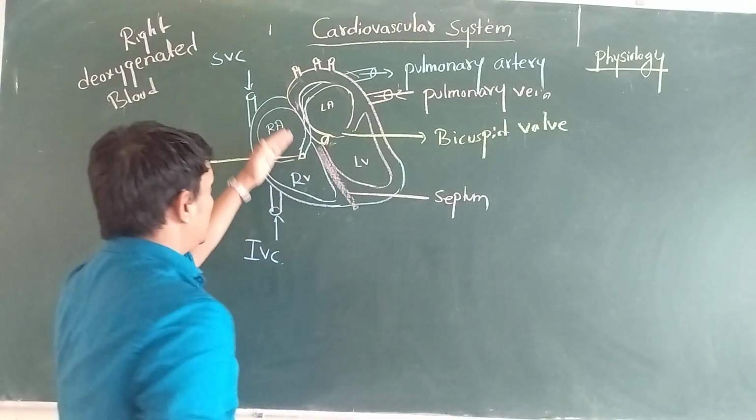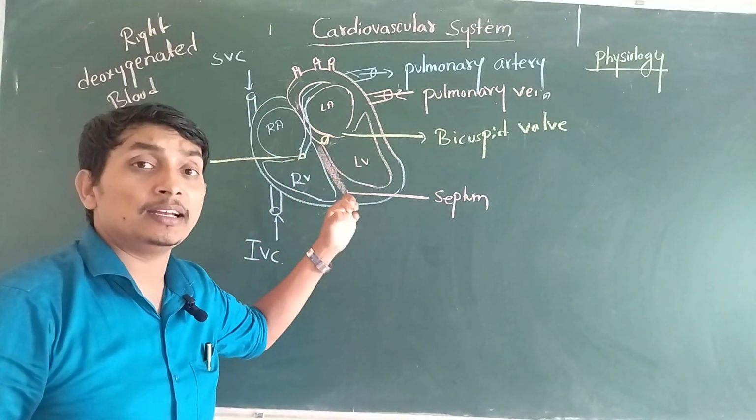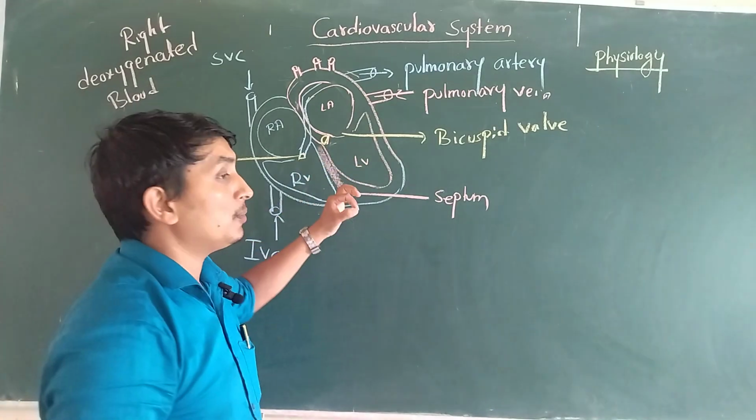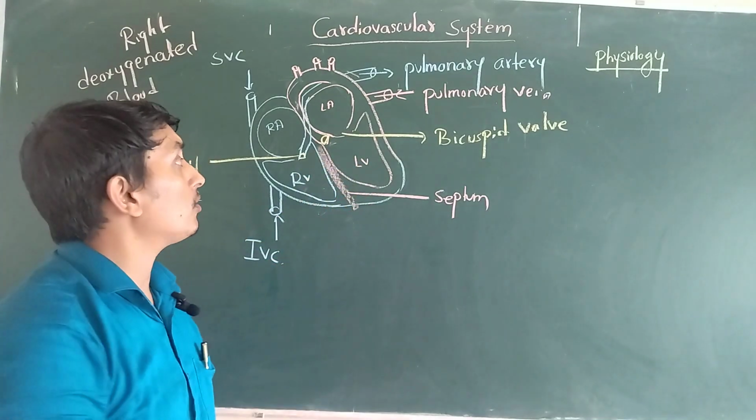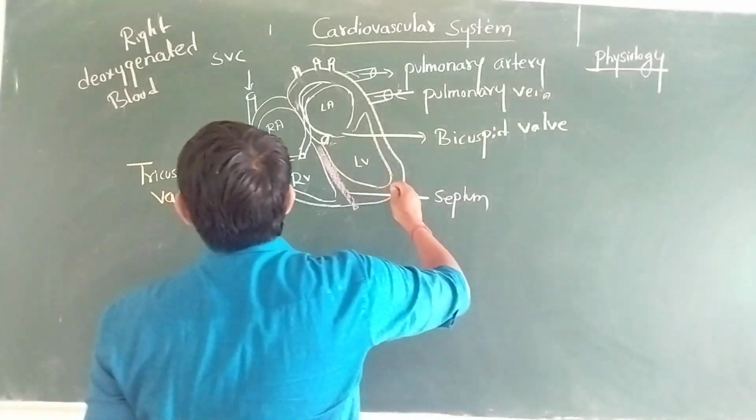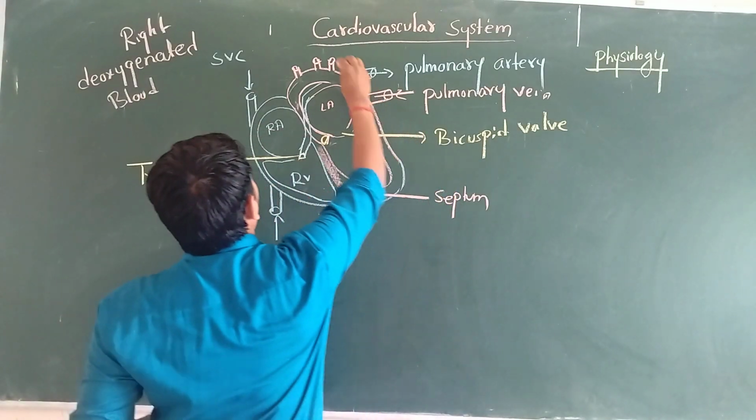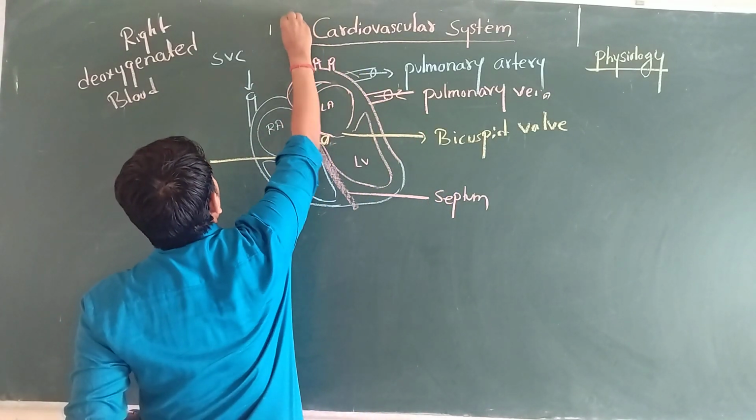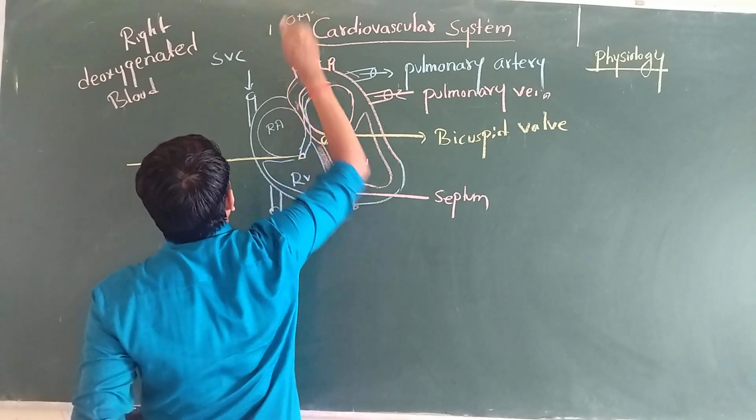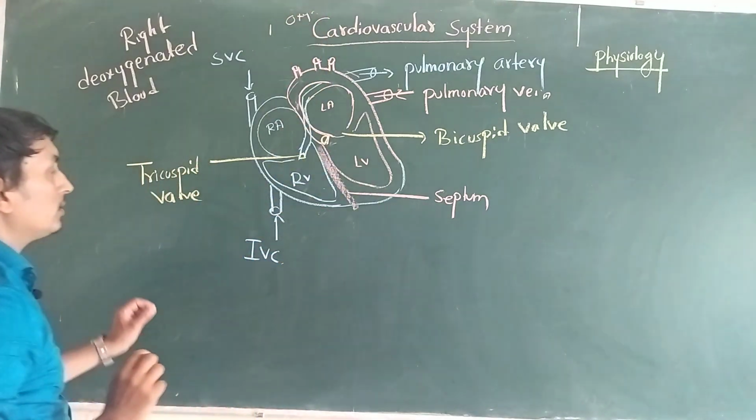For this reason, we say that the right part of our heart is the bluish color, whereas the left part of our heart is the red color, which carries the oxygenated blood. So the left part is mainly carrying oxygenated blood. Always remember this. Okay, now we are going to start.